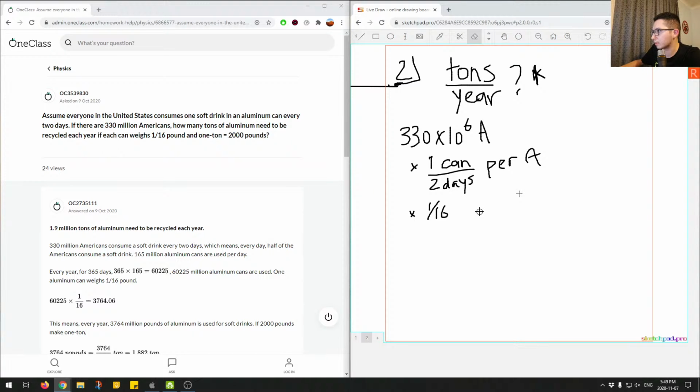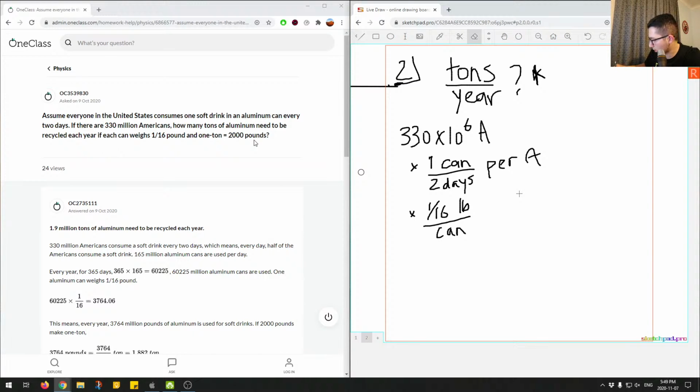I'll erase that quickly. So 1/16 pound, so lb per can. The reason I want the can on the bottom is because that's how it's given in the question, but also because I want to cancel out the cans over here, because we want to end up with tons per year. So I want to cancel out all the rates that can get me to tons per year. And then finally, we have 1 ton is equal to 2,000 pounds. So we have the pounds on top. We want the pounds on the bottom to cancel out.